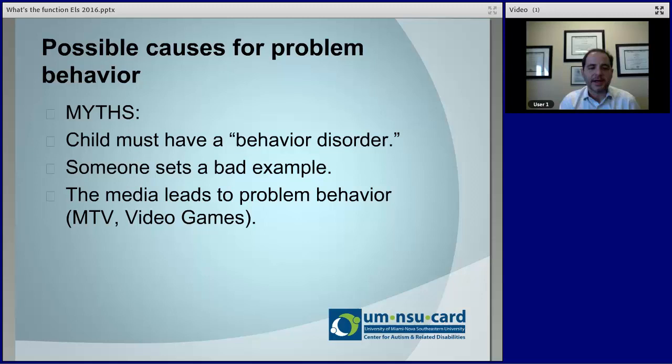Another really common myth is that someone is setting a bad example. There is evidence that you can imitate behavior that you see in your environment, but that alone isn't going to account for why we're seeing continued rates of problem behavior. Another common myth or misconception is that the media is leading us to problem behavior, whether it's MTV, which is kind of an outdated reference now, but television or video games. And again, there's reason to think that we could have some imitation from those sources, but again, that alone is not going to serve to maintain the kind of problem behavior and the frequencies that we're probably talking about.